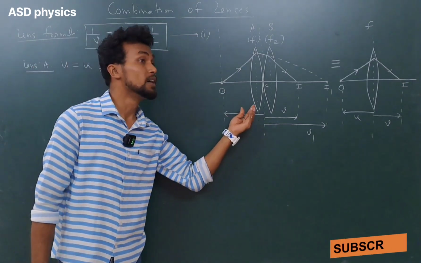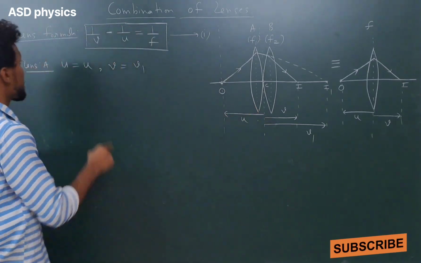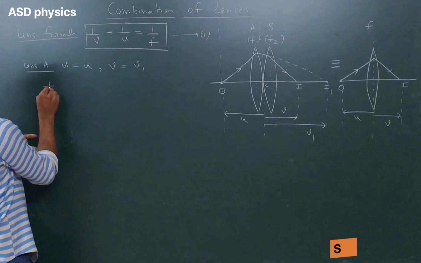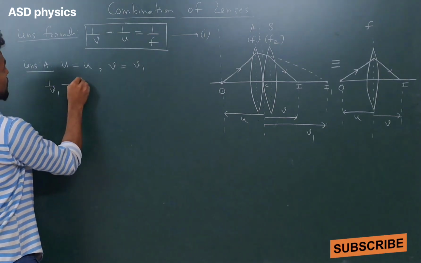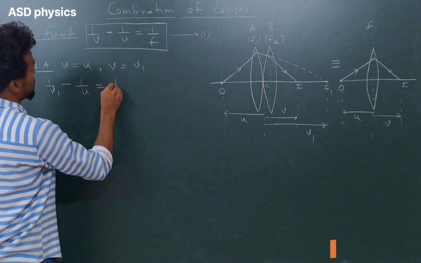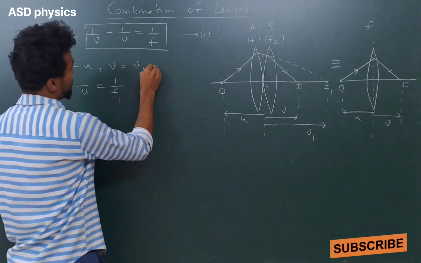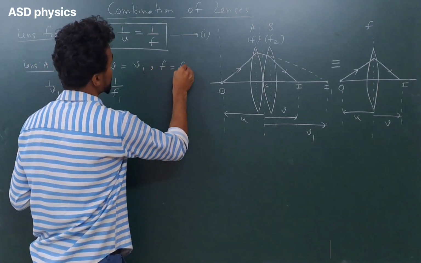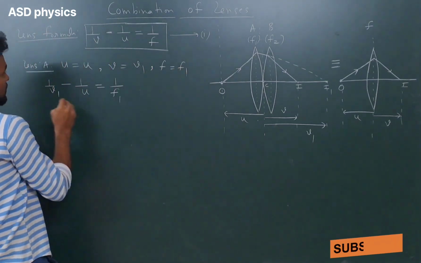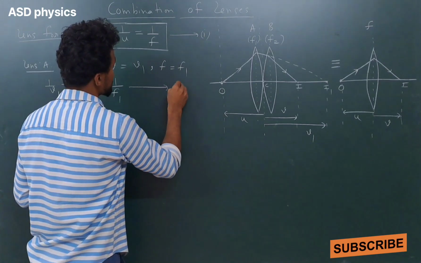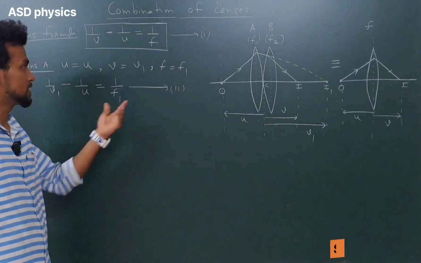If we are seeing the refraction at lens A, so we can write here: 1 by V1 minus 1 by U is equal to 1 by F1. Let me also write here F equal to F1. So this is my equation 2. This one we have done here.